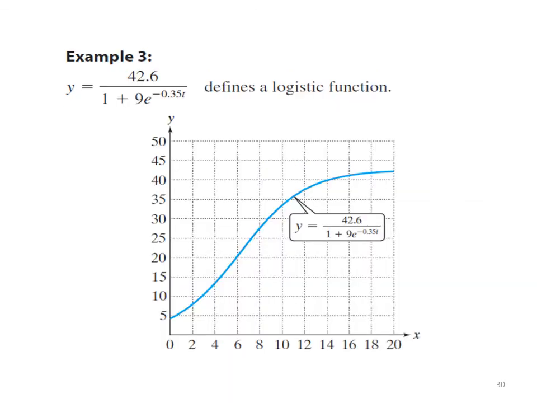Here is a picture. In fact, there is an example here. Y is equal to 42.6 divided by 1 plus 9 times e to the minus 0.35t. This is logistic growth. You can see that the function starts increasing quickly, but then you reach a point where the growth slows down. The y value is always under the line y equals 42.6. There is a limiting process. It is a growth, but bound by a value. There is an upper limit to the value for y.